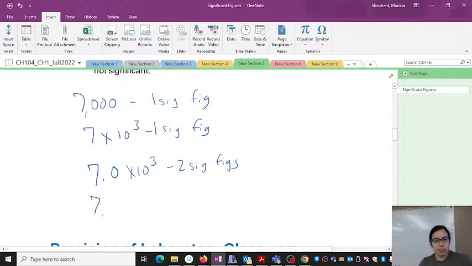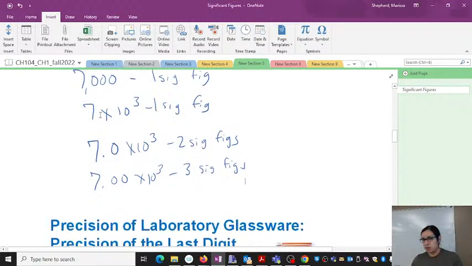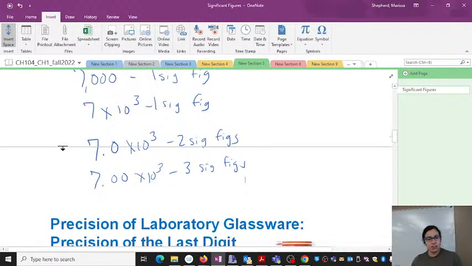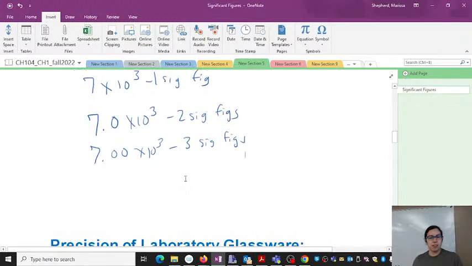So now we have 7.00, again showing we measured accurately to the 10th place. So times 10 to the third, 3 sig figs. And let's say you wanted to show that all these numbers were significant. We measured 7,000 accurately, precisely. We know that. Then write 7.000 times 10 to the third, 4 sig figs. So you kind of get the point there.